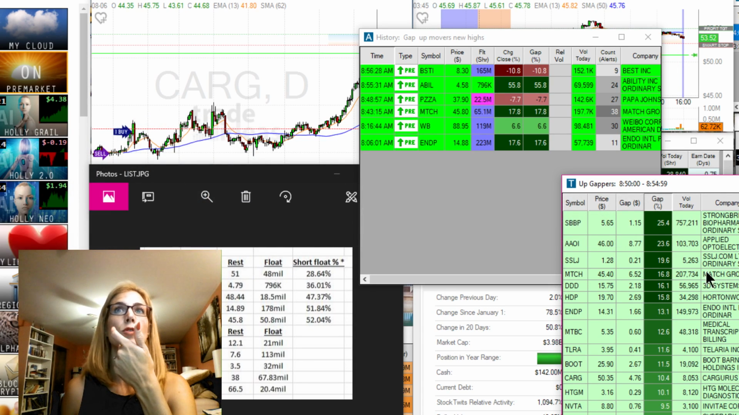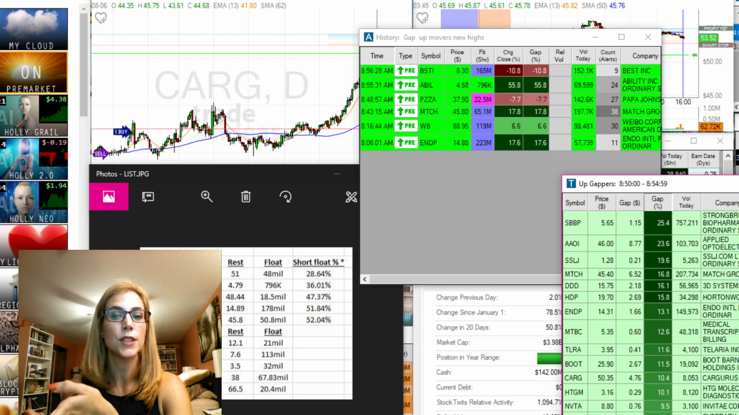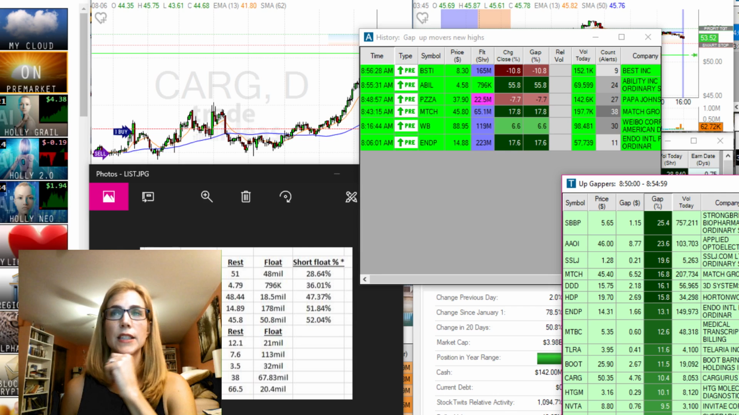And also the match group. At this point, it had massive volume as well. And I also like AAOI because I know the stock being a lower float stock. Thank you, Phoenix Trader. And SSLJ had been a runner in the past, but it's so low and it didn't have a lot of volume to it, so I wasn't really interested in it.